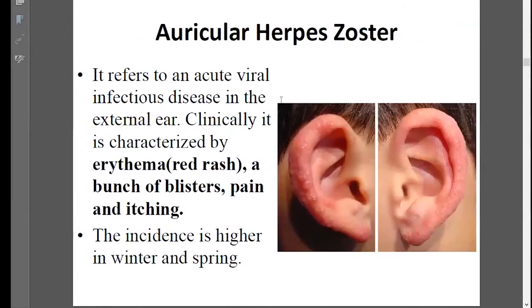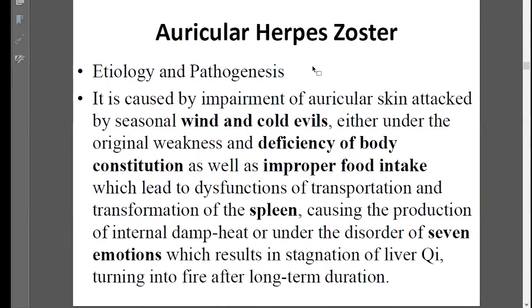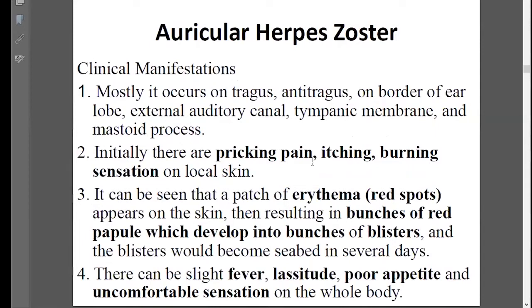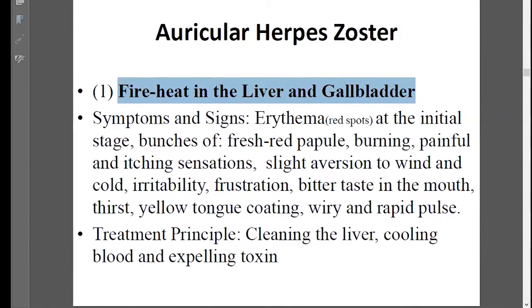Now we are in the first ear problems, with herpes. Herpes not only happens in the ear, but if it happens in the ear, the main symptoms are painful, itchiness, burning sensation, and some skin rash and blister. And then we're talking about the different patterns.